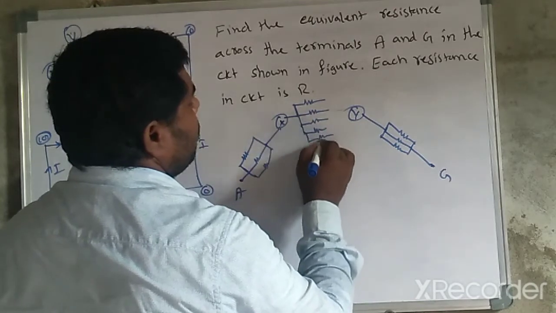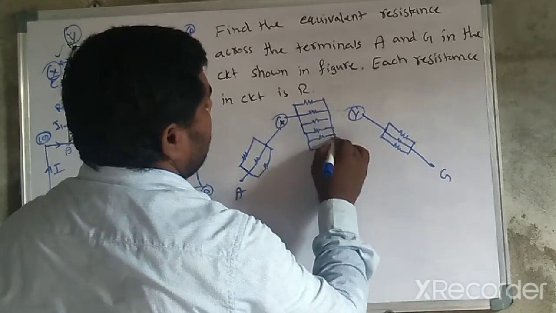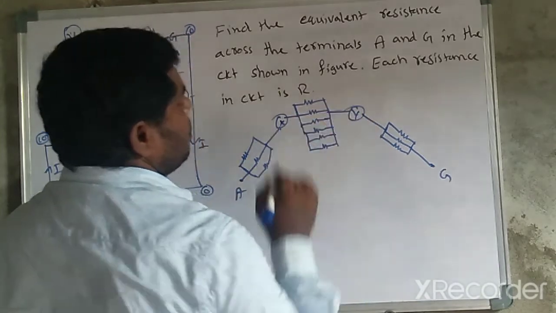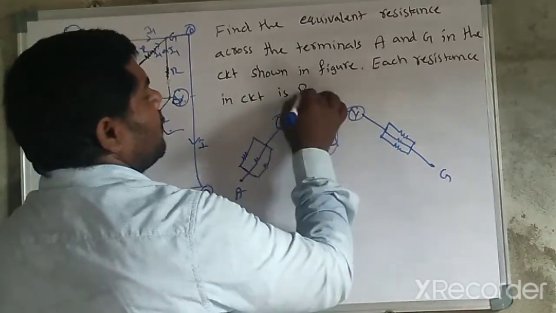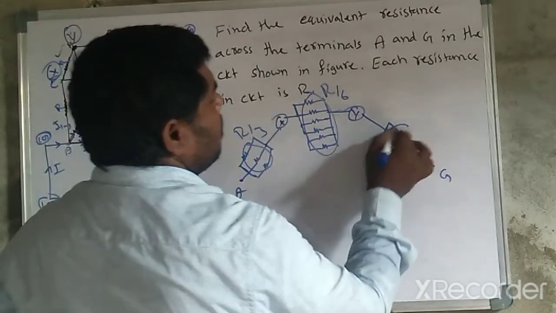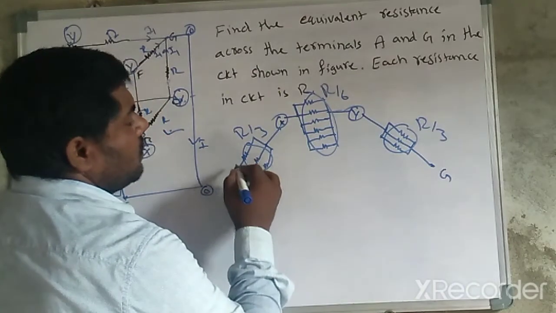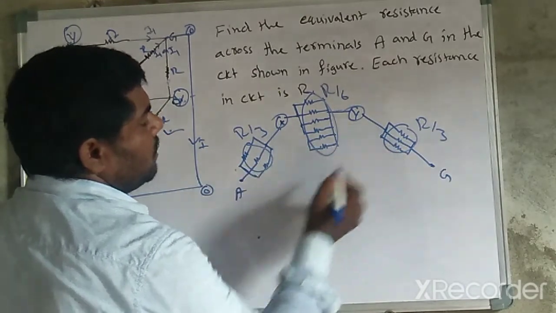1, 2, 3, 4, 5, 6. This is a parallel combination of 6 resistors. So the total combination is R by 6. This one is R by 3, and this one is also R by 3. So in between we have R by 3, R by 6, R by 3.